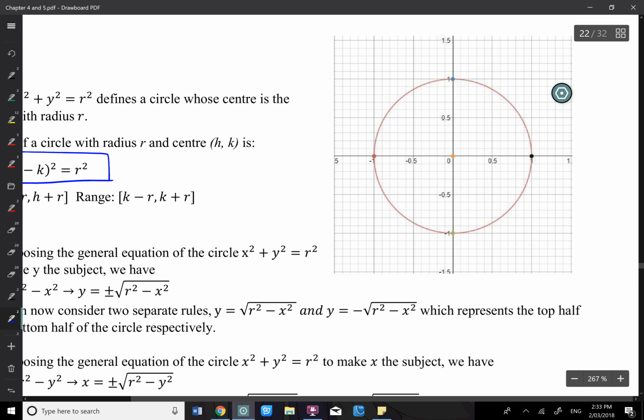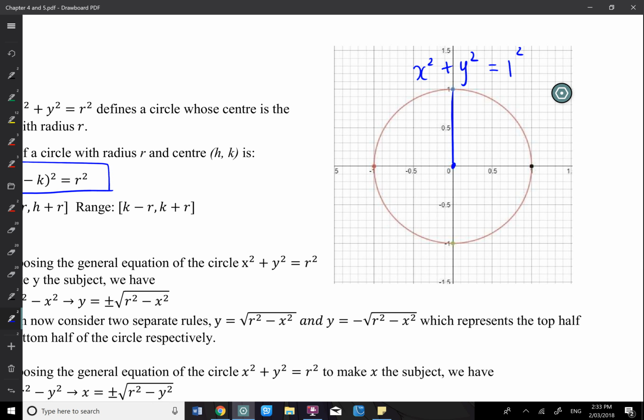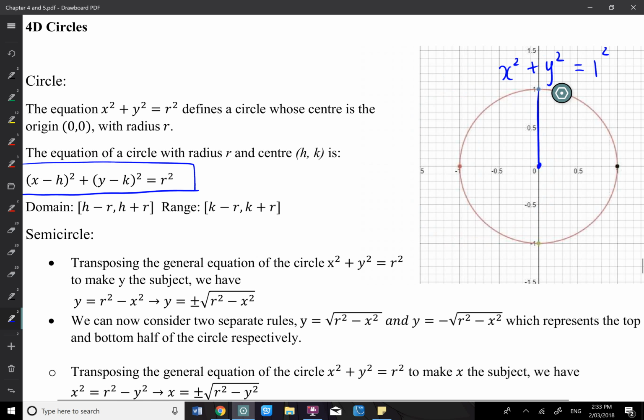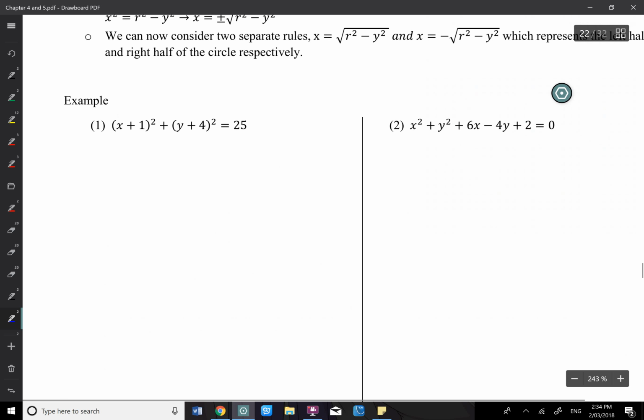If you think about this circle here, it has center (0, 0) and a radius of 1. So I can write the simplest equation for the circle as x squared plus y squared equals 1 squared, because x minus 0 is x and y minus 0 is y. You square that and it equals the radius squared. Let's not talk about the semicircle yet. Let's have a look at the example here.